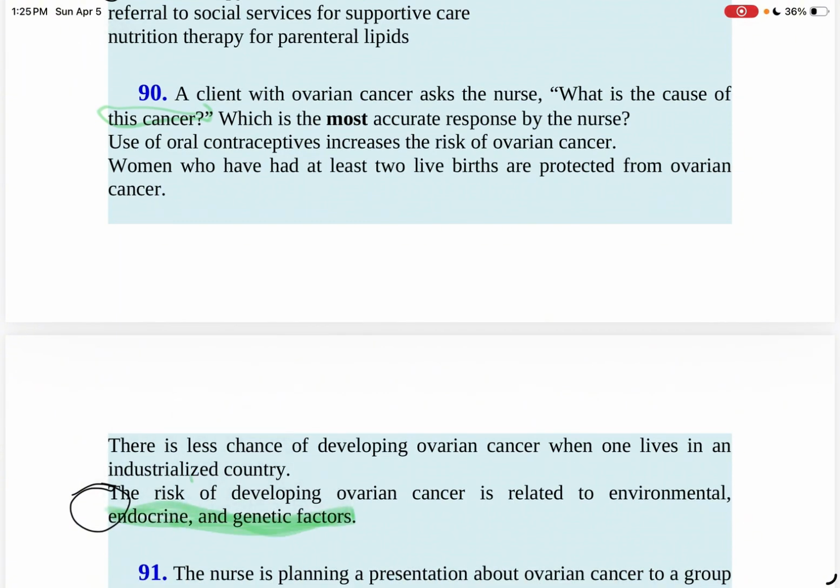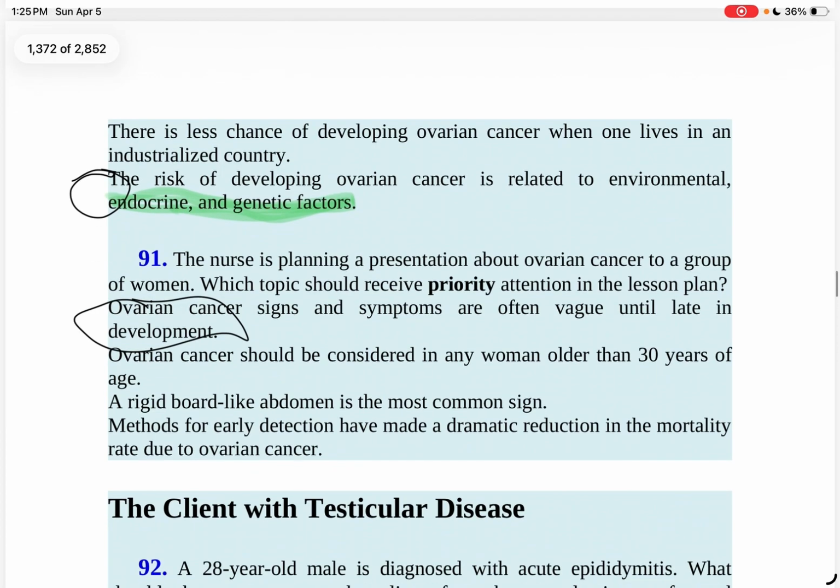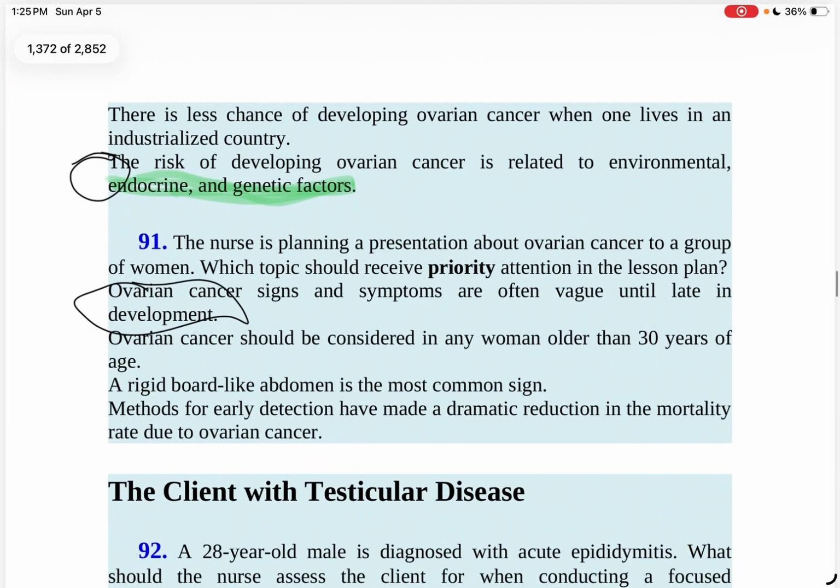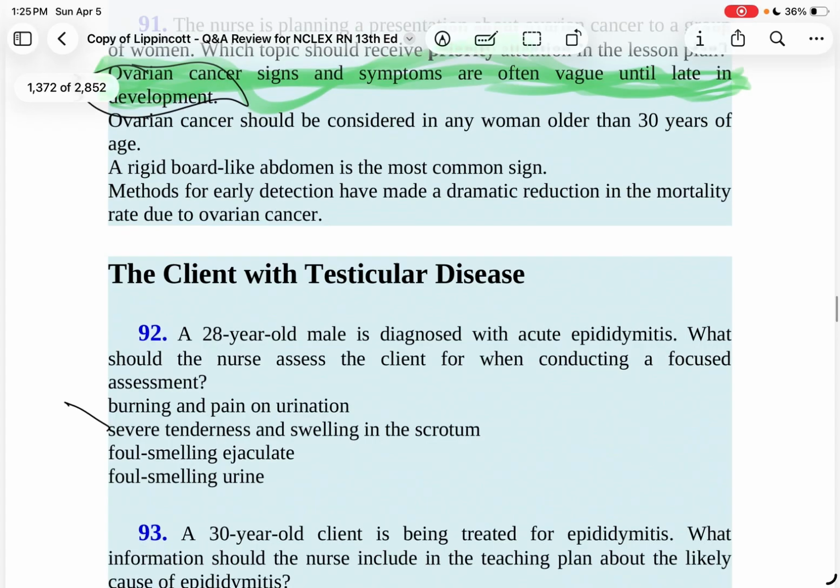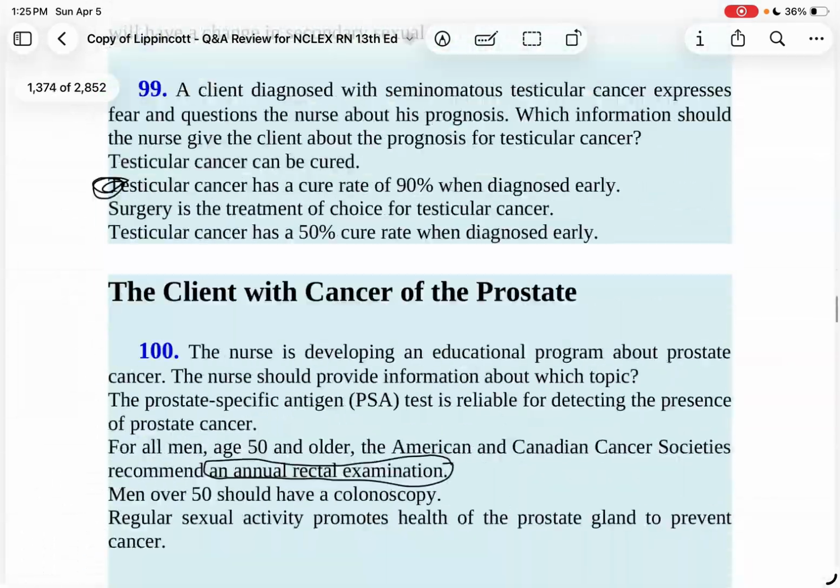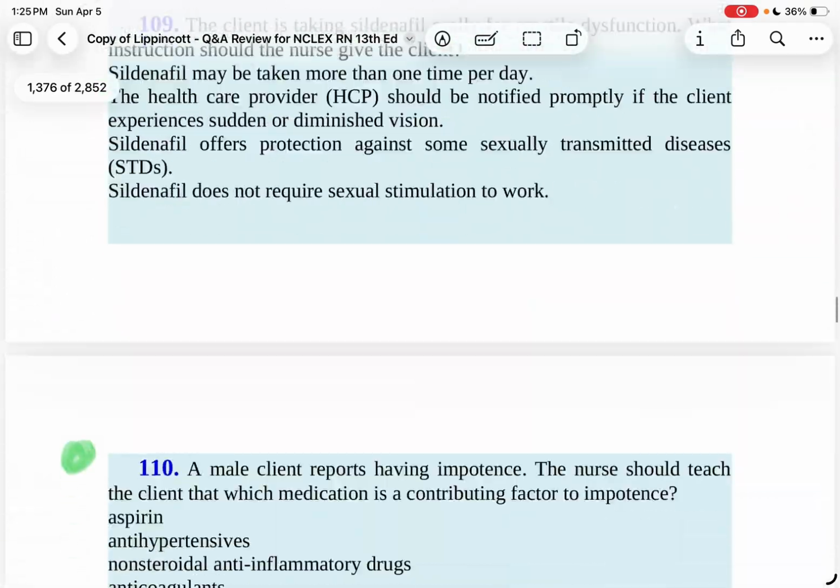The nurse is planning a presentation about ovarian cancer to a group of women. Which topic should receive priority attention in the lesson plan? Ovarian cancer signs and symptoms are often vague until later in the development. So the signs and symptoms of ovarian cancer are vague, but they are very prominent in the later stages. Then testicular disease is next, then last is the client with prostate cancer, and then we're done with this part. So we're done with this video.